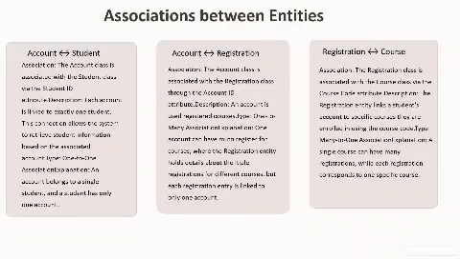And the next one is registration course. A many-to-one association where multiple registrations can reference a single course, but each registration is tied to one specific course. The registration entity links a student account to specific courses they are enrolled in using the course code.